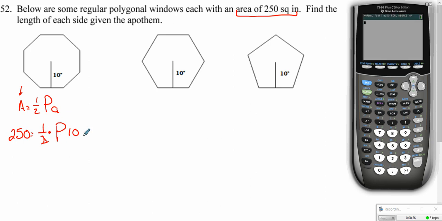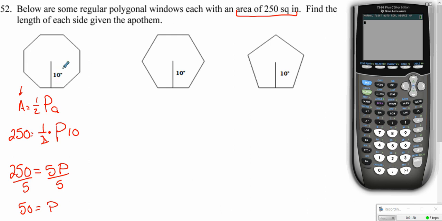Now the 1/2 times the 10, I can multiply those together. I get 250 equals 1/2 times 10, which is just 5 times the perimeter. I'm going to divide both sides by 5, giving me 50 equals the perimeter. So the perimeter, and that looks like inches to me. Yeah, inches.